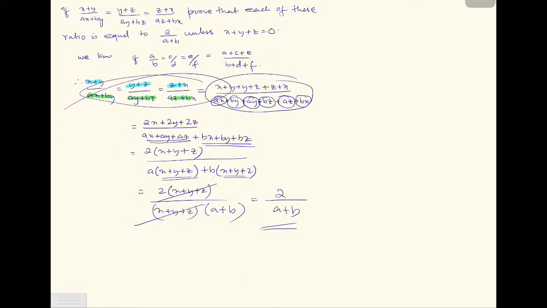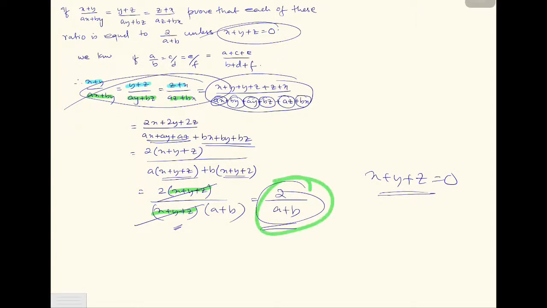How? Because everything is equal to 2 by a plus b, unless obviously x plus y plus z equals 0, as they have said here. If x plus y plus z equals 0, then the numerator would be 0 and the denominator would be 0, and 0 by 0 would not cancel. In that case, the answer would be undefined. So if x plus y plus z is cancelable, then the answer is 2 divided by a plus b. So that's how we solve the final sum from ratio and proportion.